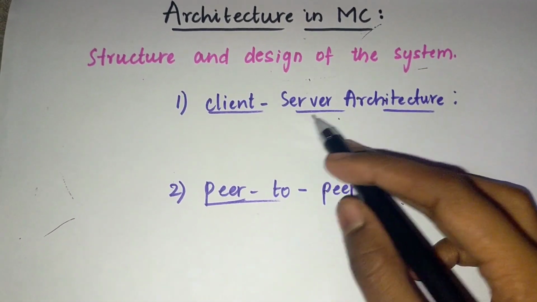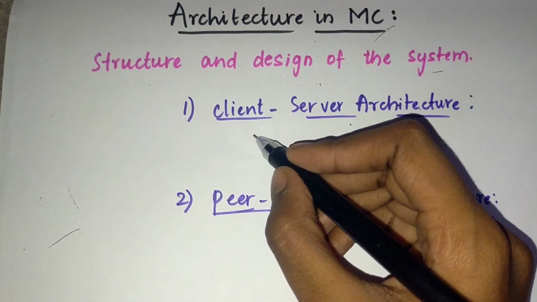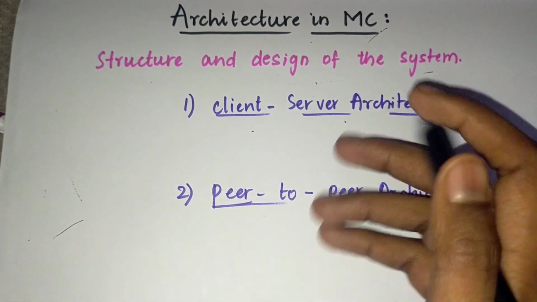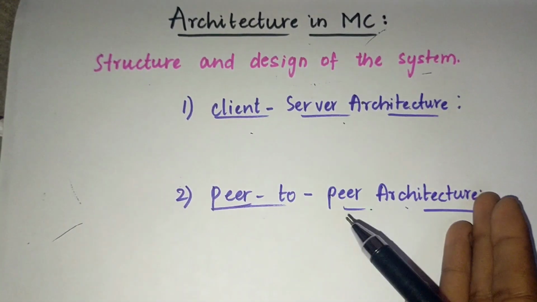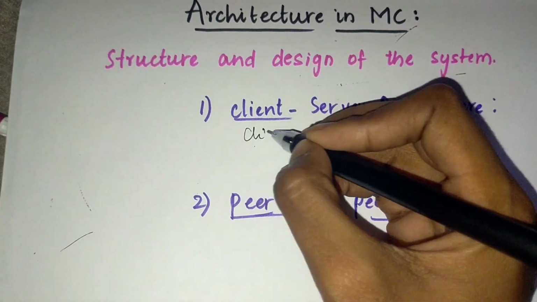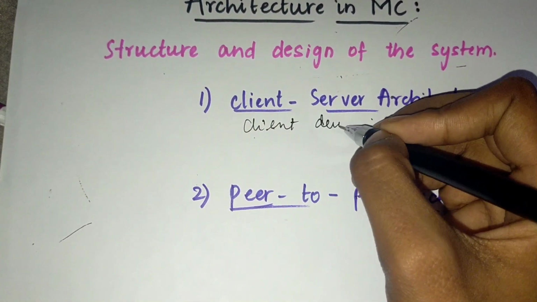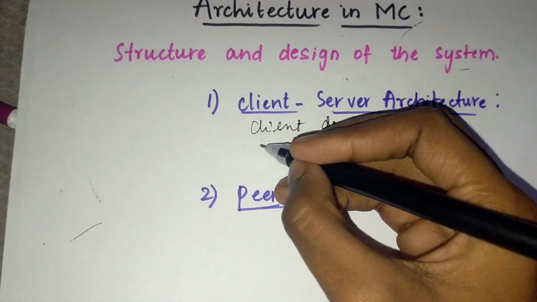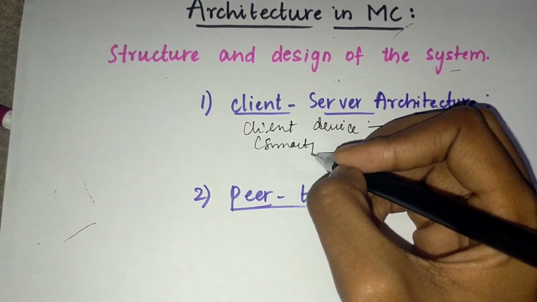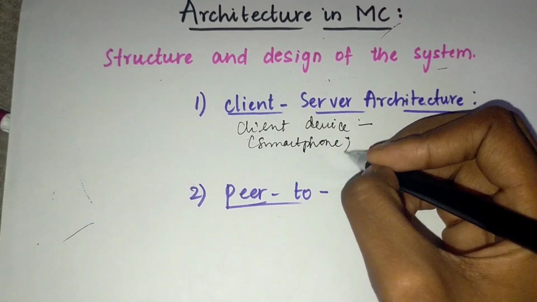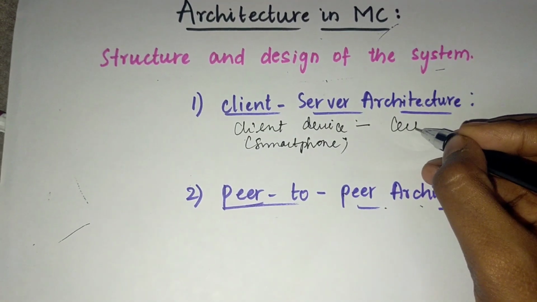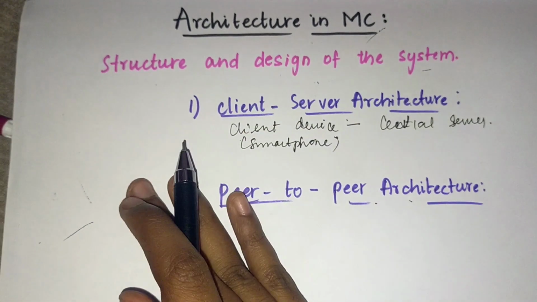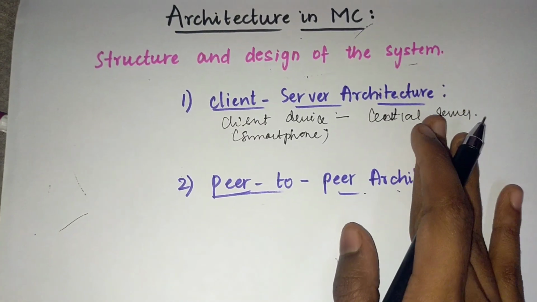Now, client-server architecture is where the setup involves a client device, like your smartphone, that interacts with a central server. The client device is your smartphone, and it interacts with the central server. Clear? This client sends requests and the server processes them, returning the results.